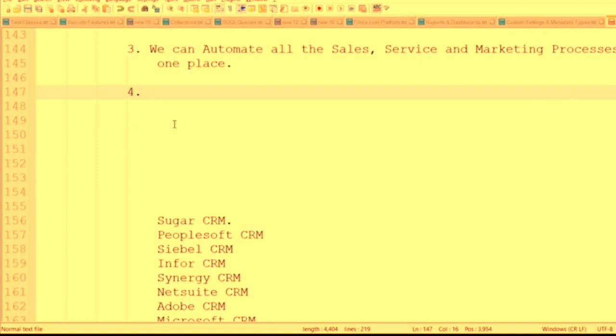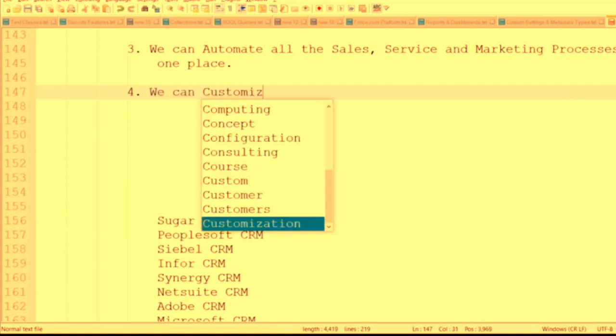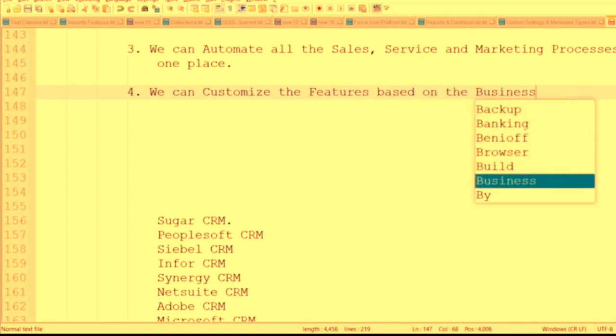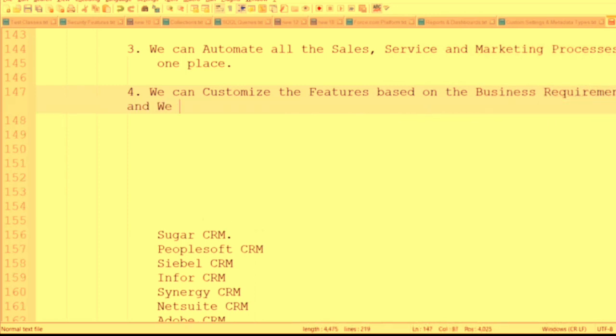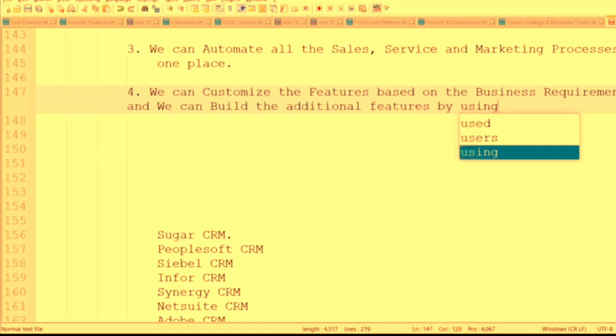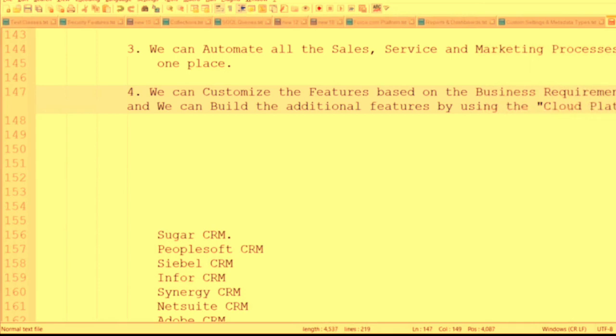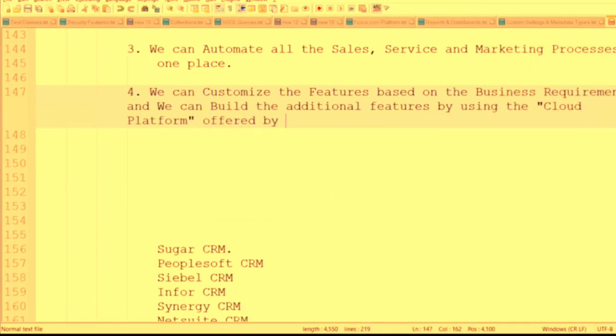Okay, now, so now we can customize the features based on the business requirement, and we can build the additional features by using the platform, by using the cloud platform offered by Salesforce. So what is the platform offered by Salesforce? What is the platform name? Force.com. Okay, Force.com platform.